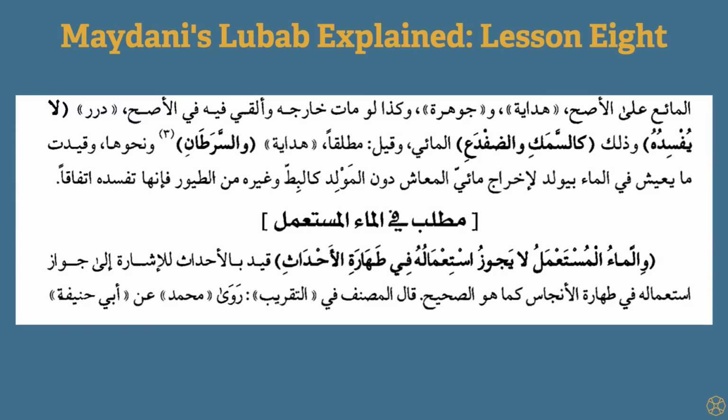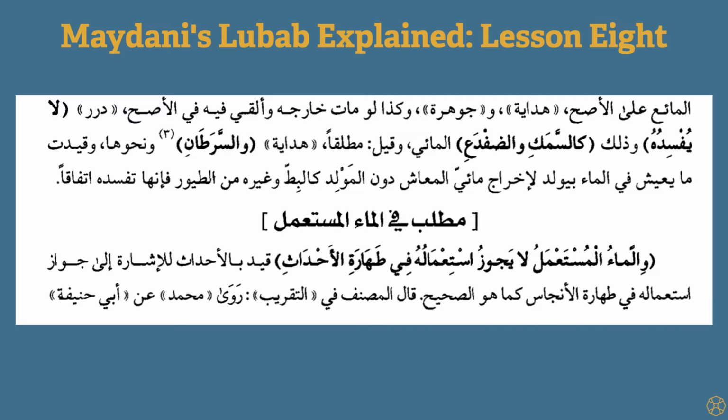So anyway, it says والسرطان ونحوها وقيدت ما يعيش في الماء بيولد لإخراج المعي المعاش دون المولد كالبط وغيره من الطيور فإنها تفسده اتفاقا. So the qaid is put in the matan ما يعيش في الماء, right?